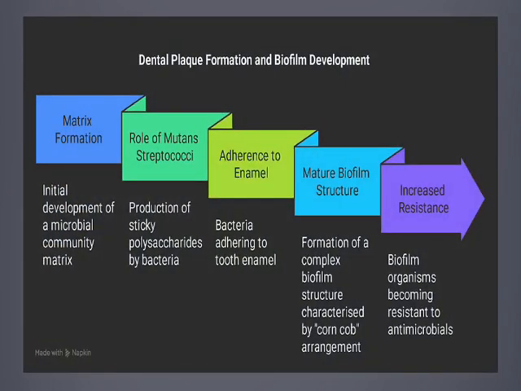As dental plaque develops, bacteria produce sticky polysaccharides that help them adhere firmly to tooth enamel. This leads to a mature biofilm with a characteristic corn cob structure where bacteria are tightly packed. Over time, these biofilms become more resistant to antimicrobials, making them harder to remove and control.